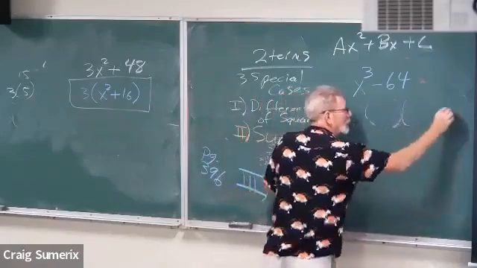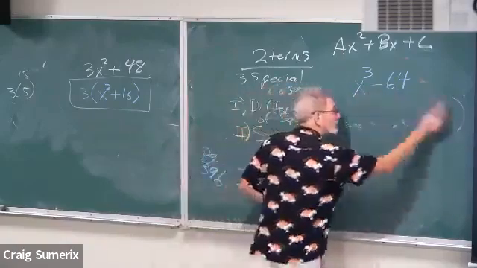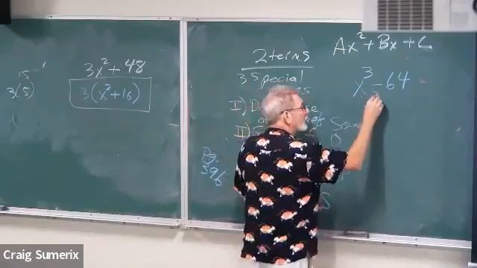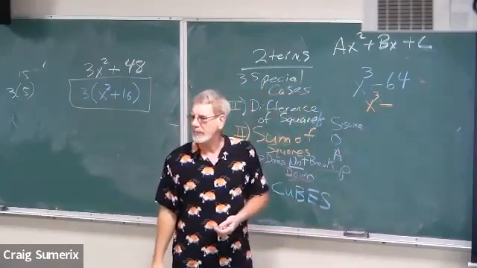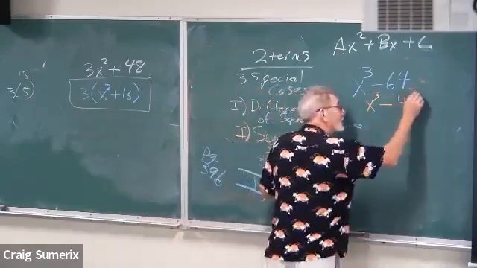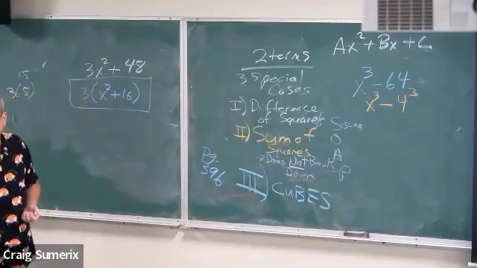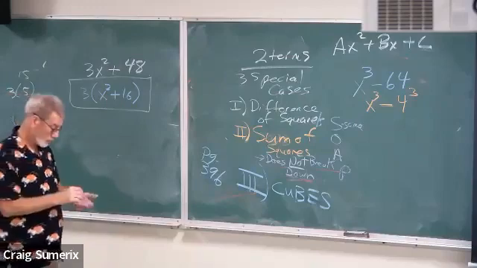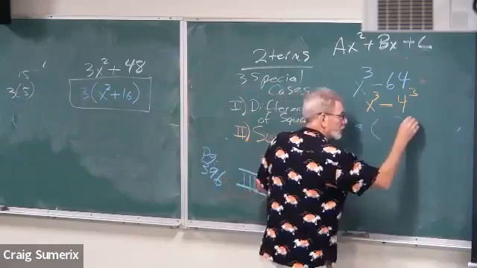Whenever you've got a cube and another cube, well, first off, let's rewrite it as 2 cubes. This will be x to the third minus, what times itself 3 times gives you 64? Right, 4. First off, write it as 2 cubes, because this is going to be important to see where the numbers are going. You will have 2 parentheses here.